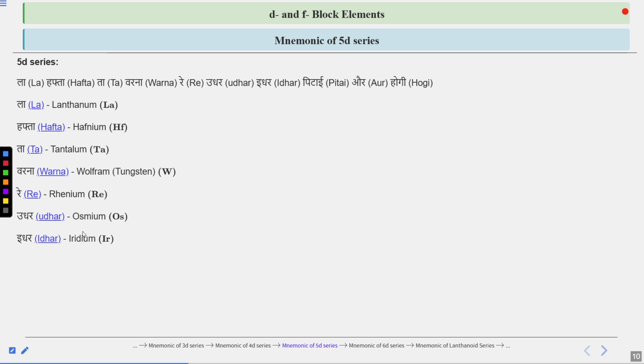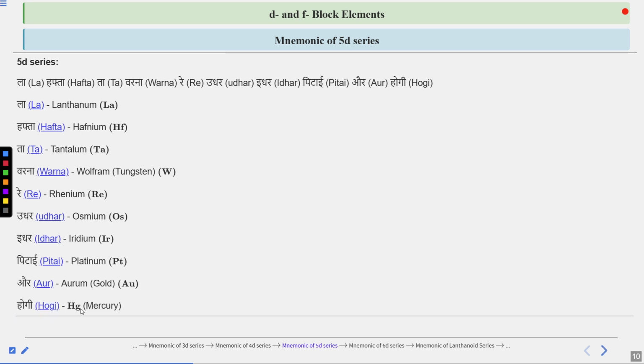Then Idhar is for iridium, that is Ir. Pitai is for platinum, that is Pt. Aur is for gold, that is Au. And Hogi is for Hg, that is mercury.